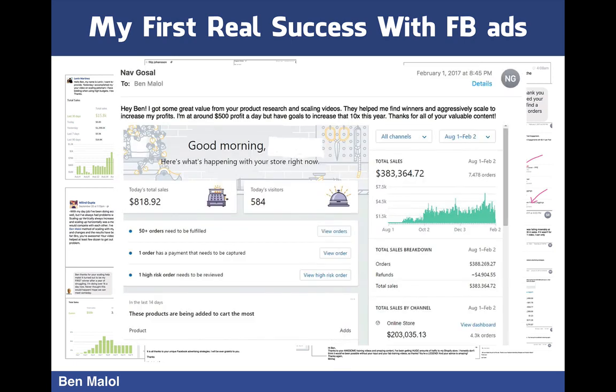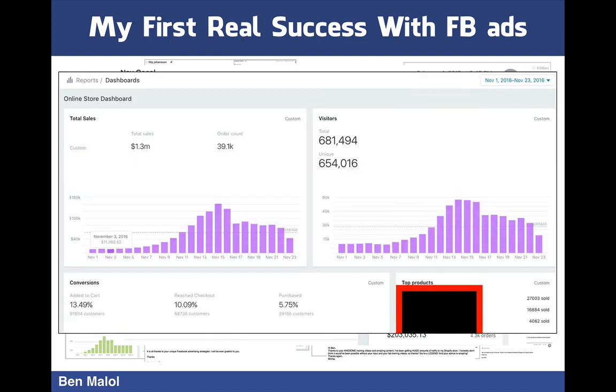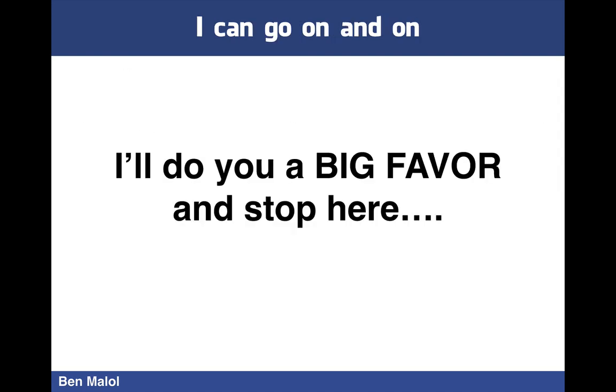Here's another one, $380,000 in, how long is this? It's about 6 months, I think. August, yeah, that's about 6 months, 5 months. Anyway, I'll do you a big favor and stop here. Like I said, I don't want to continue elaborating here. We're not here to see my success stories.